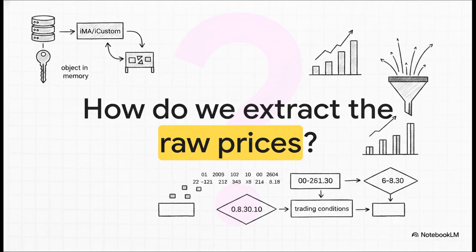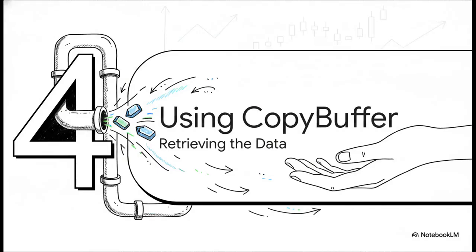All right, so here is the kicker. We've successfully called iMA or iCustom, we've configured the parameters, the system created the object in memory, and it handed us back our unique handle, our cloakroom ticket. But we still don't actually have the numerical trading data, right? So how do we physically extract those raw arrays of calculated prices to use in our trading conditions? That takes us to part 4, retrieving data with CopyBuffer.